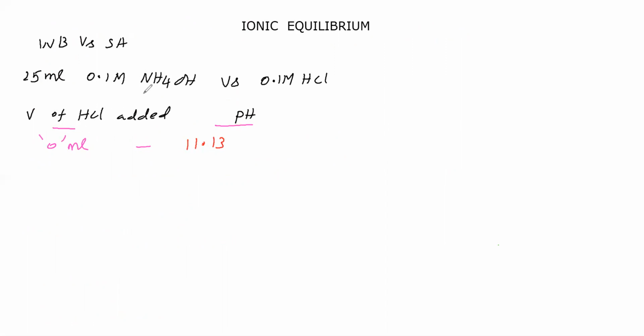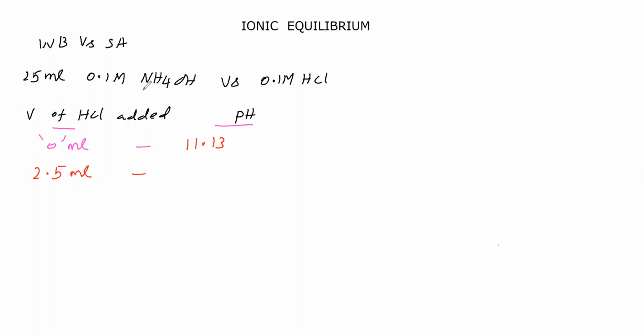Let us start adding HCl into this conical flask solution. Okay, we are going on adding HCl drop by drop. We reached 2.5 ml. What is the meaning of that? That means so far we added 2.5 ml of HCl into the conical flask solution of ammonium hydroxide.